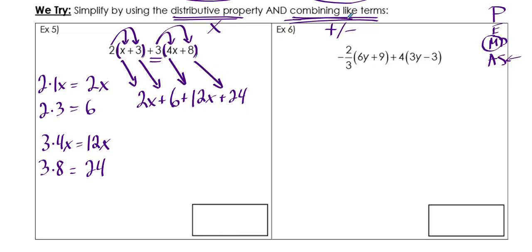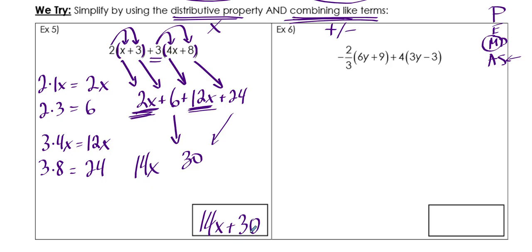Now I can combine like terms, which means I'm going to add anything with an x and add my two constants together. 6 plus 24 is 30. 2x plus 12x is 14x. These are both positive, so I'm going to write it with a plus sign. 14x plus 30 is my final answer.